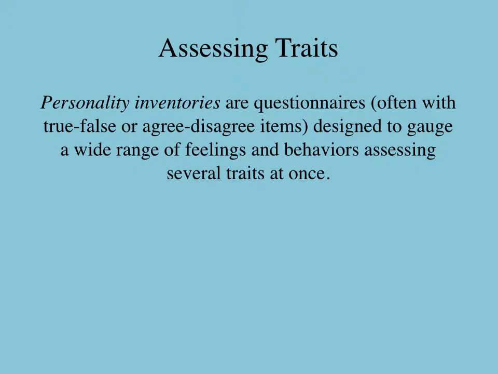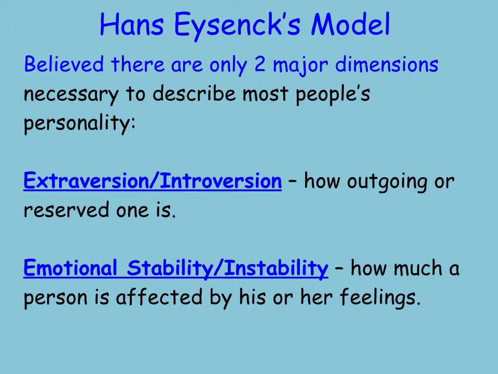Now, when we assess traits, we look at personality inventories. Our questionnaires, true, false, agree, disagree, rank, in order to gauge a wide range of feelings, behaviors, and standardize it, which is important. Now, the first one is the Eysenck model, or EPQ. Now, the EPQ is based on 2 major dimensions: extroversion, introversion, emotional stability, instability. Okay, so those are the basic foundation.